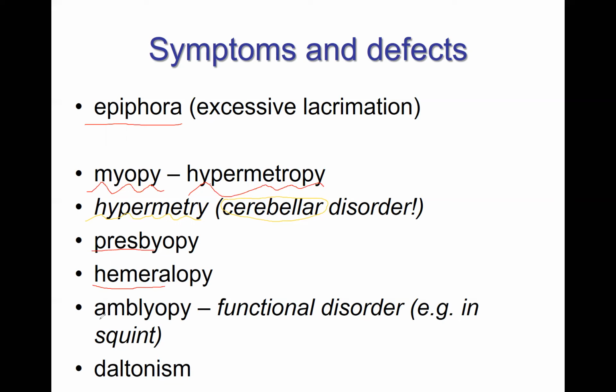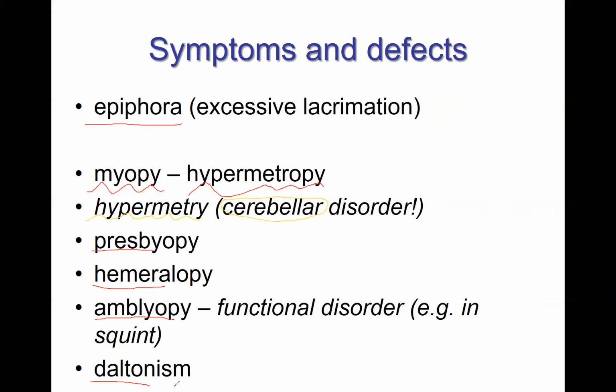Amblyopy is a functional problem, and it's a problem if you have a squint, then you have a dominant and non-dominant eye, and the brain switches off the non-dominant eye. So you need to close the dominant eye, so the brain again switches on the non-dominant eye. So please, if you have a kid with a squint, it has to be treated early. Otherwise, the one eye will get blind functionally.